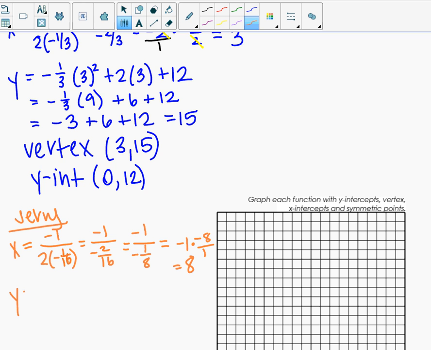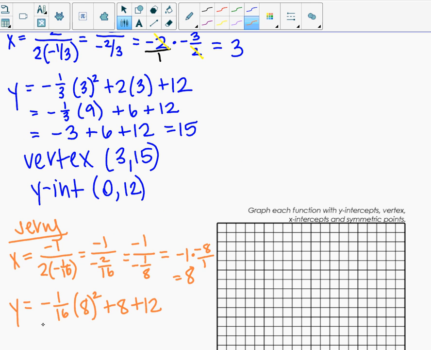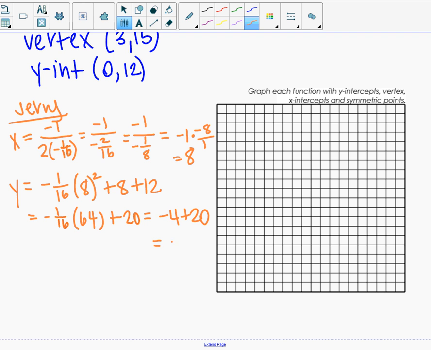So then you take that, substitute it in for y. You have -1 over 16 times 8 squared plus 8 plus 12. Let me just scroll up and double check I got that right. Okay, so -1 over 16 times 64 plus 8 and 12 is 20. So -1 over 16 times 64 is -4. -4 plus 20 is a positive 16. Sorry. So the vertex for Jerry is at 8, 16.